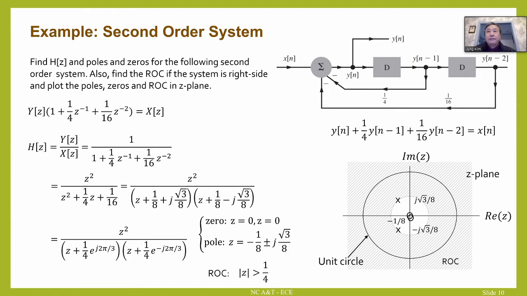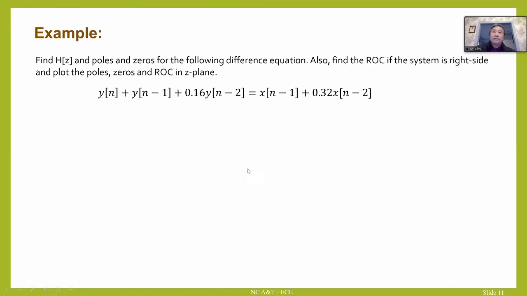Any question? This is very straightforward. Okay, all right, let's take another example.